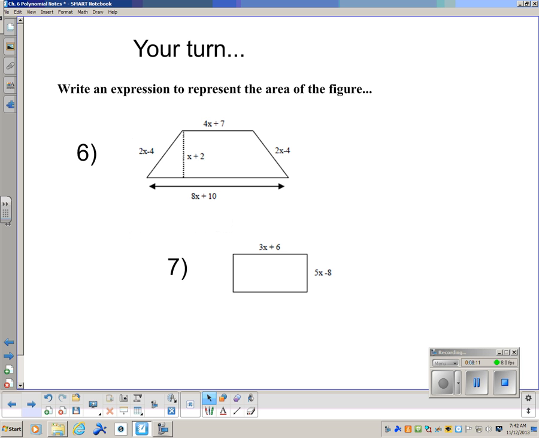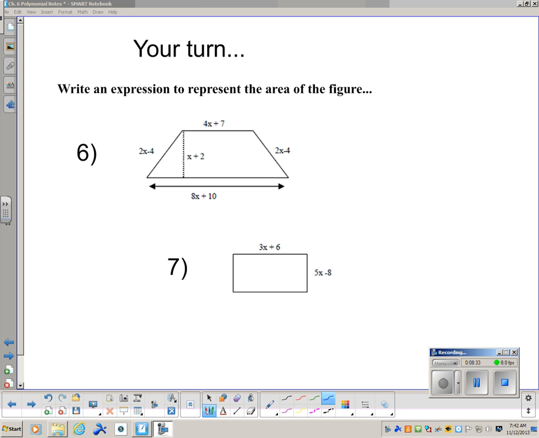Your turn, you're going to go ahead and write an expression to represent the area of the figures here. First one's a trapezoid, the second one there is a rectangle. So follow the formulas we just found for finding the area of a trapezoid, and then follow the formula for finding the area of a rectangle there. And I'll give you a few minutes to do that.